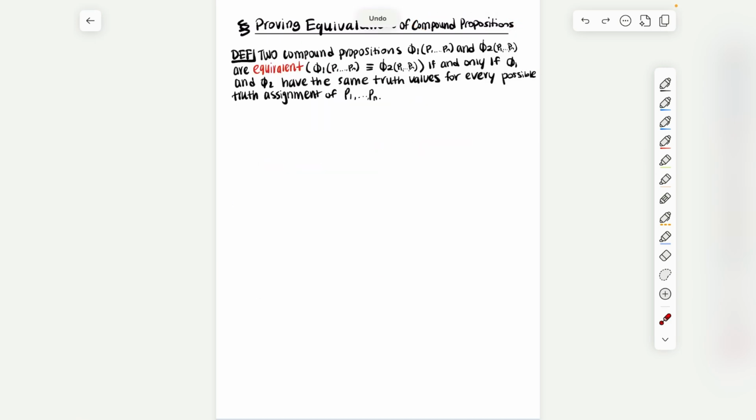So in fancy words, what I just said: two compound propositions, compound proposition 1 that's made up of these propositional variables, however many of them, and compound proposition 2 that's made up of these propositional variables, are equivalent, and that's another way of writing it. Compound proposition 1 is equivalent to compound proposition 2 if and only if they have the same truth values for every possible truth assignment of the propositional variables. Another way to say this is compound proposition 1 is equivalent to compound proposition 2 if and only if compound proposition 1 implies compound proposition 2 and compound proposition 2 implies compound proposition 1 is a tautology.